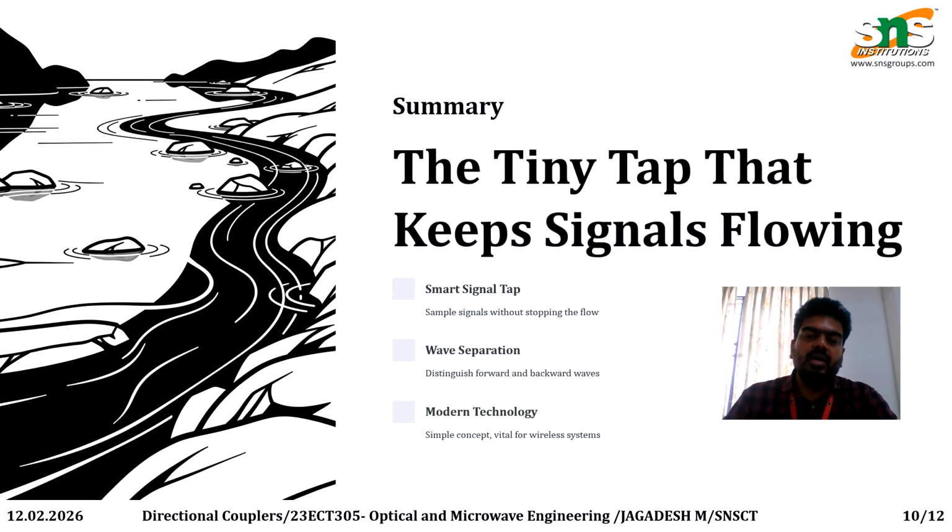And the summary: a tiny tap that keeps the signal flowing. Smart signal tap: it samples signals without stopping the flow. Wave separation: it distinguishes forward and backward waves. And modern technology: a simple concept and vital for wireless systems.